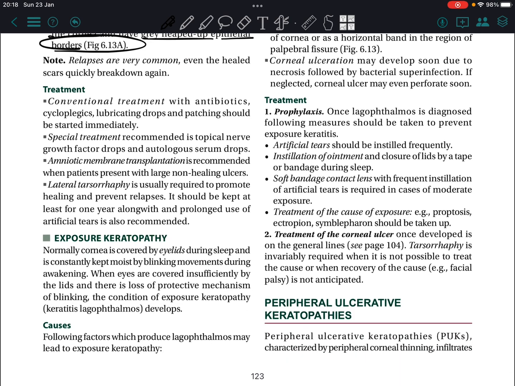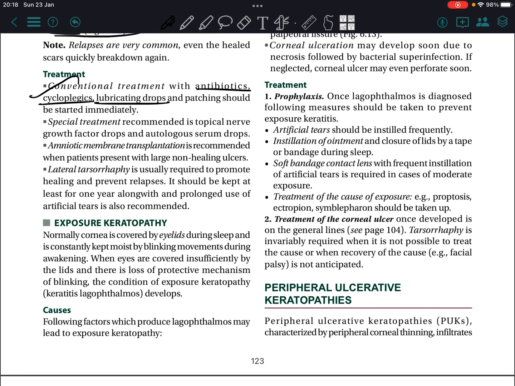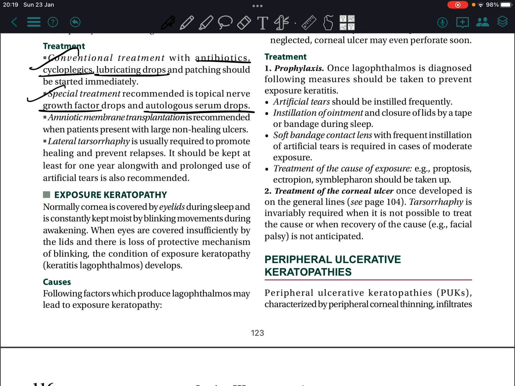Relapses are very common. Treatment: conventional treatment with antibiotics, cycloplegics, and lubricating drops. Patching should be started immediately. Special treatments recommended are topical nerve growth factor drops and autologous serum drops. Amniotic membrane transplantation is recommended when patients present with large non-healing ulcers. Lateral tarsorrhaphy is usually required to promote healing and prevent relapses.